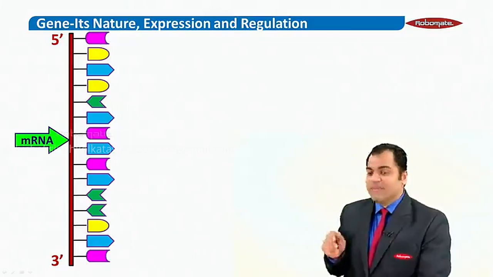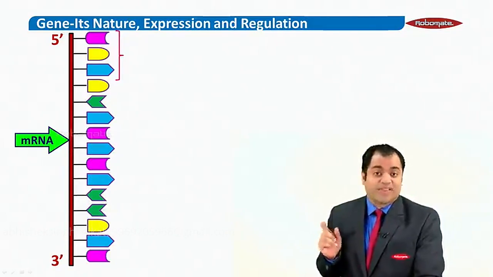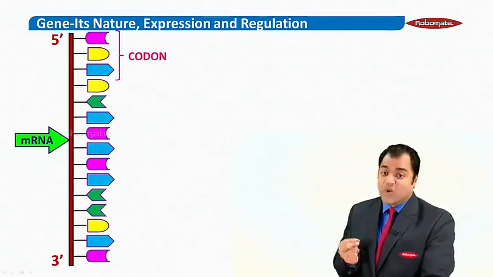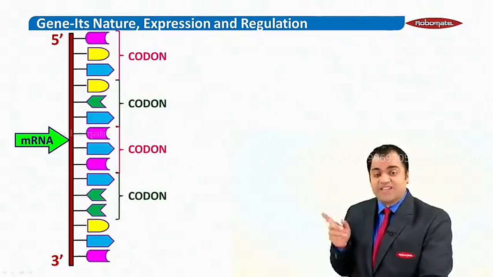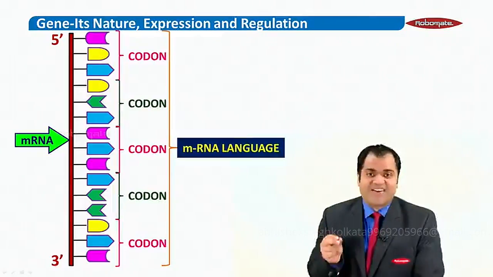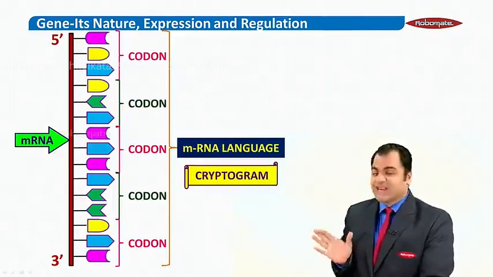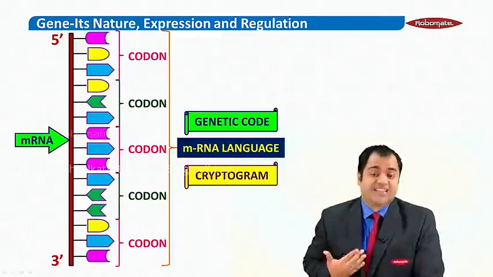Now remember, on the mRNA you have a set of 3 nitrogen bases. And what are these bases called? You guessed it right, these 3 bases are called a codon. And there are several series of codons arranged end to end. And this entire thing is nothing but the mRNA language. The mRNA language is also called a cryptogram. And this is exactly what is called the genetic code.